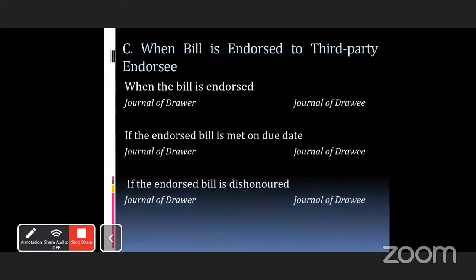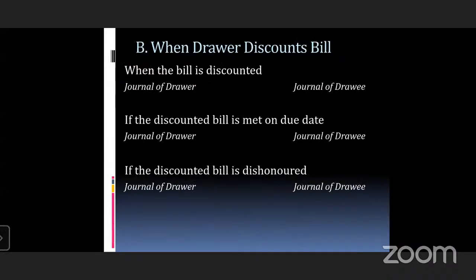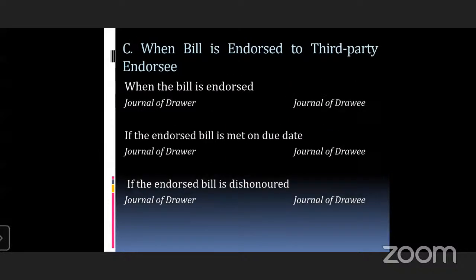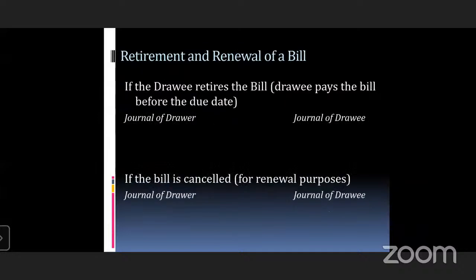That means the first option is when drawer holds the bill until due date. The other one is when drawer discounts the bill. The third option is when the bill is endorsed to a third party, that is the endorsee. And the last option is when the bill is sent to bank for collection. Understood? Now, let us see some more entries that can be made in the books of the drawer. These are the 4 options.